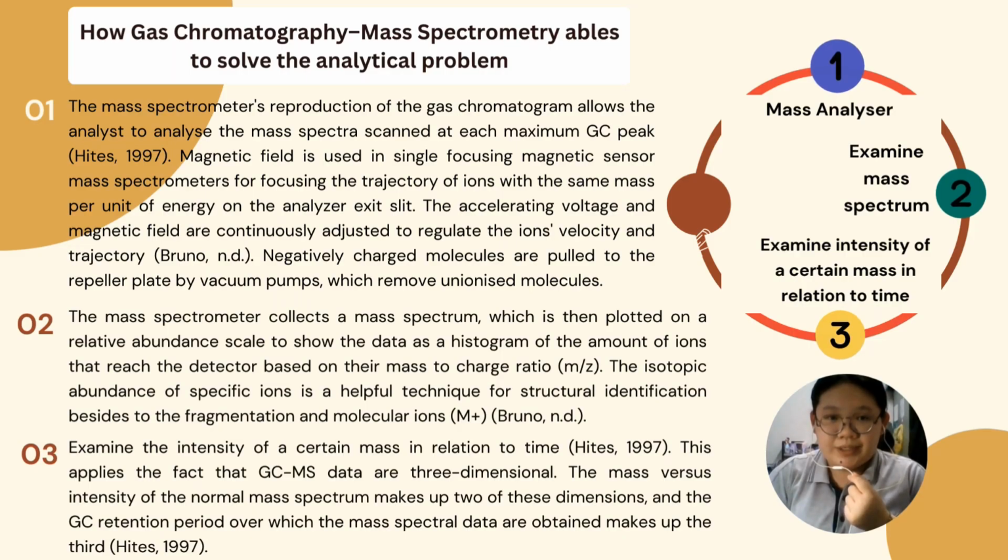The first step is to analyze the mass data scanned at each maximum. GC negative field is used. The accelerating voltage and negative field are continually adjusted to control the ion velocity and trajectory. The mass spectrum is plotted on a linear equivalence scale to show a histogram of the amount of ions that reach the detector based on their mass-to-charge ratio at the second step. Lastly, analyze the intensity of certain mass in relation to time. The mass-to-charge ratio and intensity of the normal mass pattern map out two or three dimensions, and the GC retention period over which the mass data are obtained maps out the third dimension.